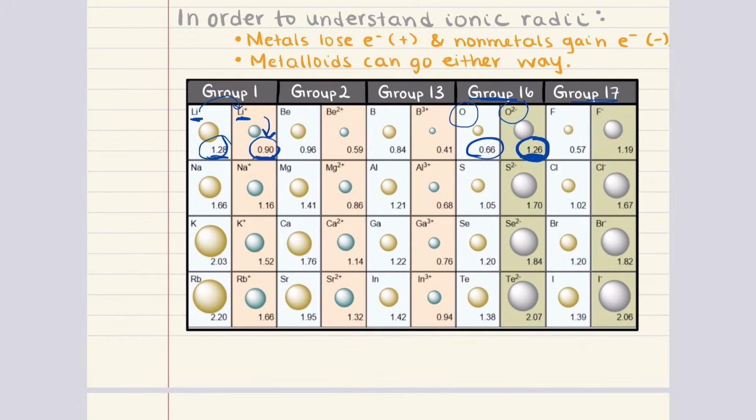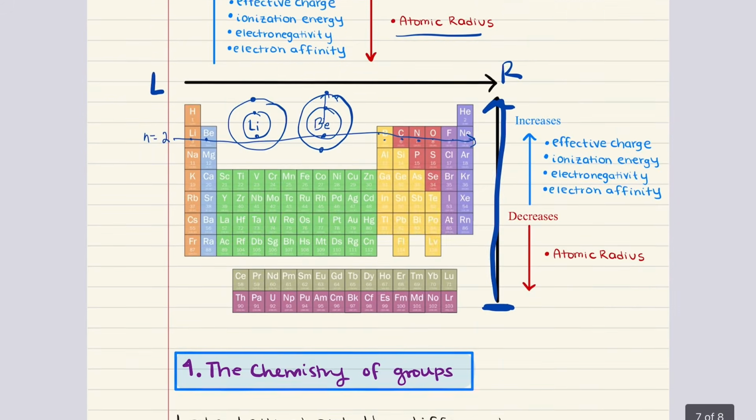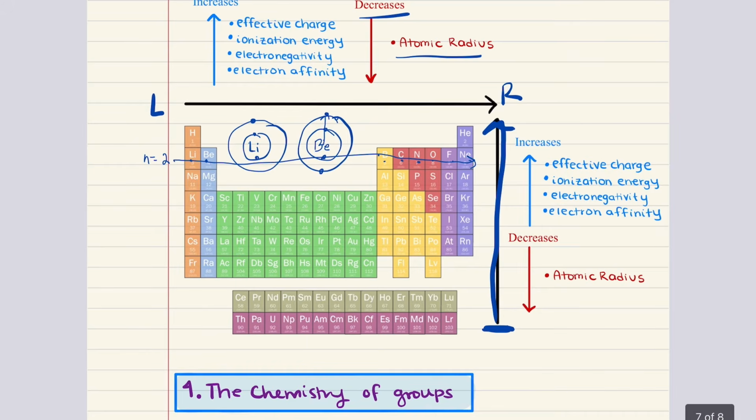So to keep in mind, trends in ionic radius really follow some specific trends for metals versus nonmetals versus metalloids. For metals, which are located, like we said, on the left side and in the middle of the periodic table, metals tend to lose electrons to form cations. For example, sodium loses 1 electron to form sodium plus, and magnesium loses 2 electrons to form magnesium 2 plus. As these metals lose electrons, the resulting cations have smaller radii than their neutral atoms. So that's the trend for metals.